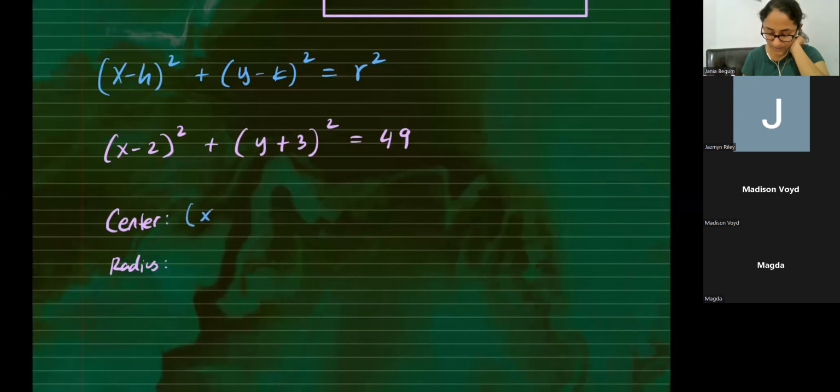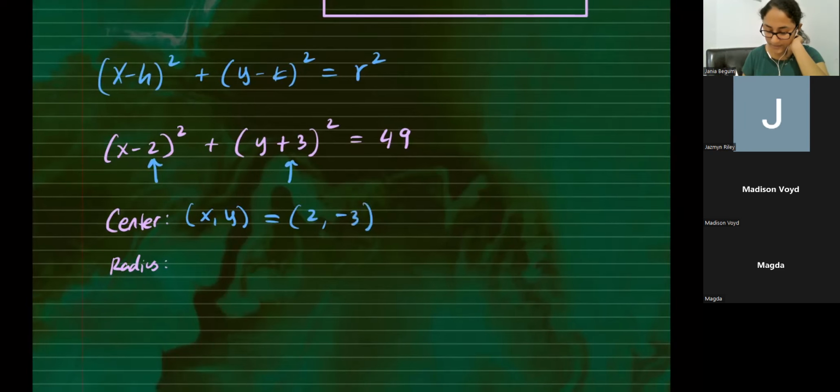So for the center, you need x and y coordinates, right? So you need your x coordinate and y coordinate. The x coordinate is this one right here. So that's 2. And the y coordinate is this one, but it has to be the opposite of that, right? Because the negative sign belongs to the formula. So this would be -3.